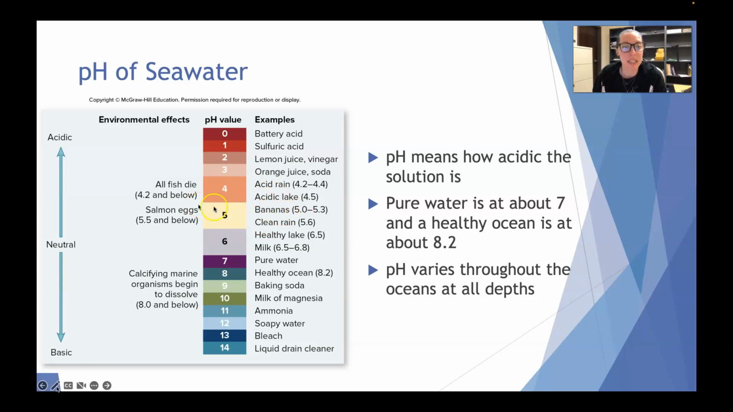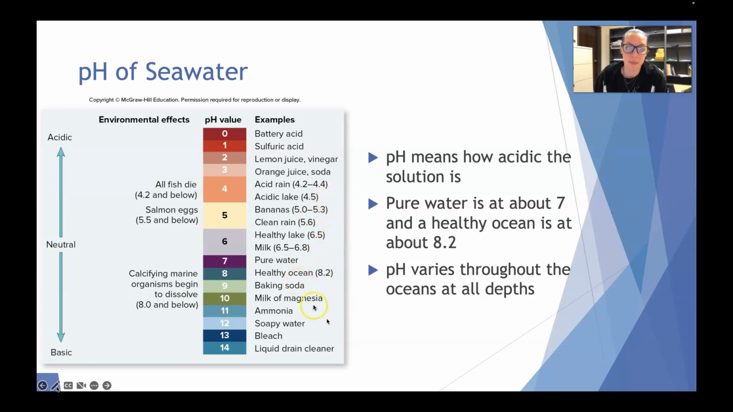Anyways, and then things like bananas, clean rain. This is a really important distinction to make here as well. Clean rain, which arguably a lot of the rain that we get these days is not very clean. And a healthy lake is at about 6.5, right? So that's two points different between an acidic lake and a healthy lake.